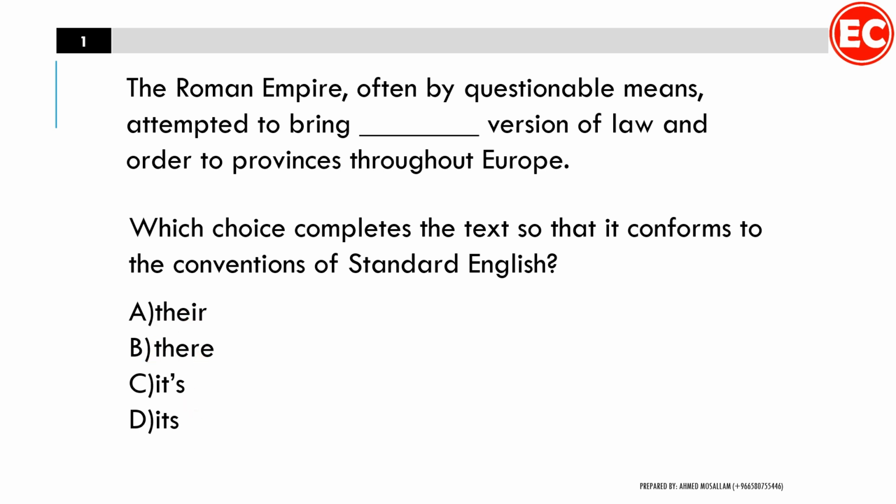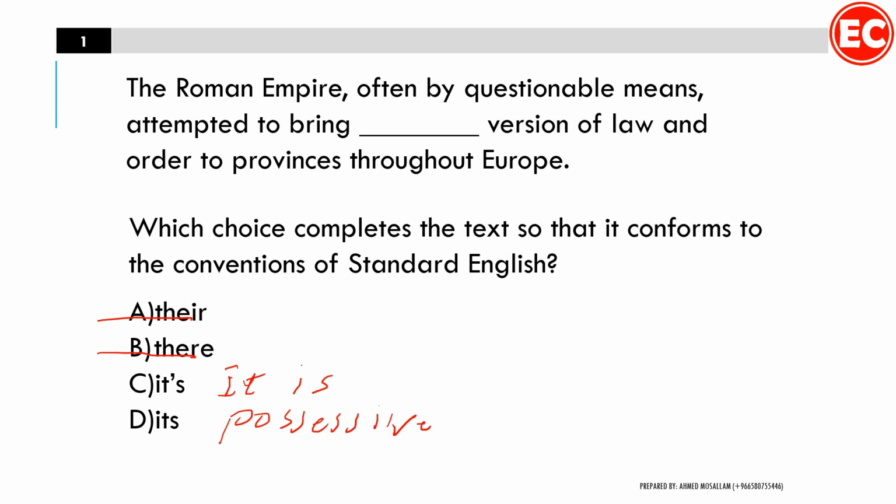Okay, so basically, A and B will be eliminated. We will not need them at all. So we now have it's, it is, and its. Which one do we need? Do we need a subject and verb here? It's is a contraction of it is, but its is possessive. Okay, this is it is, but this is possessive.